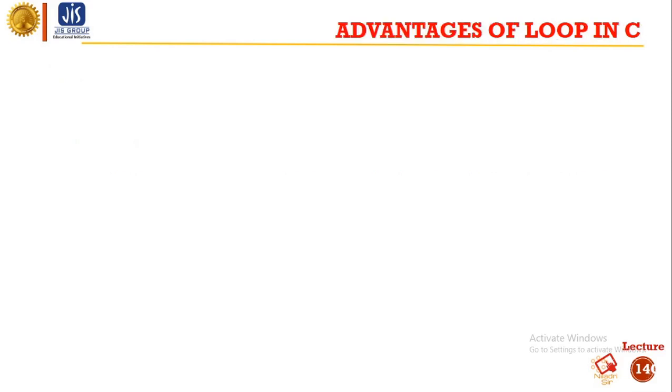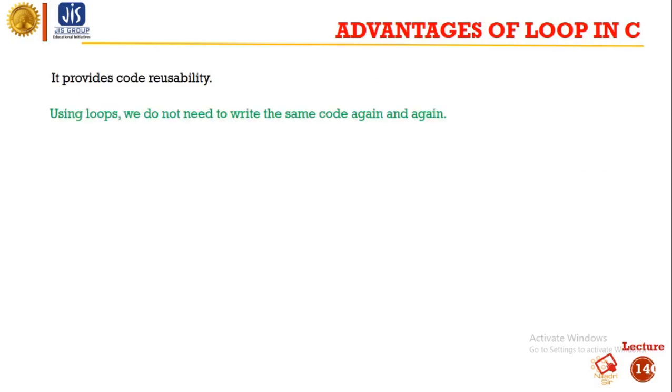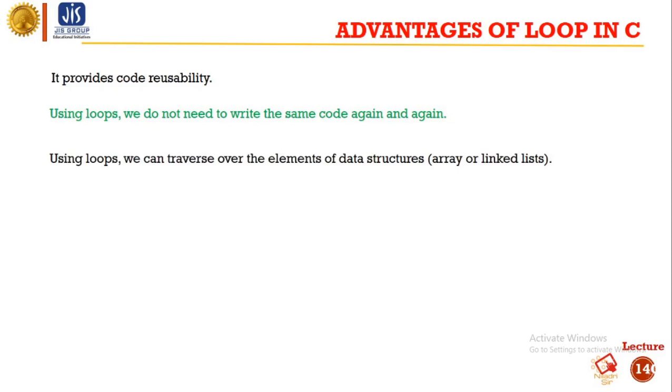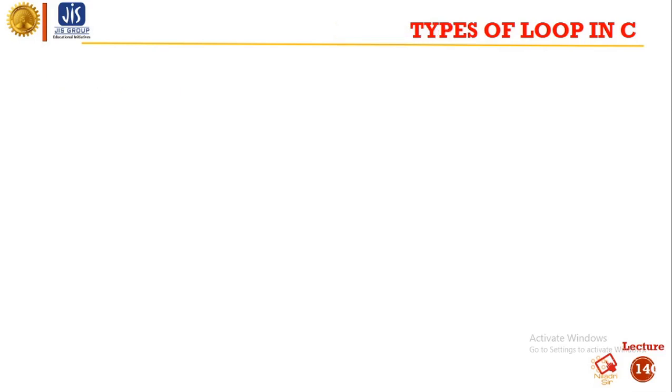Now, what are the advantages of loops in C? It provides code reusability. Using loops, we do not need to write the same code again and again. Using loops, we can traverse over the elements of data structures like arrays or linked lists.